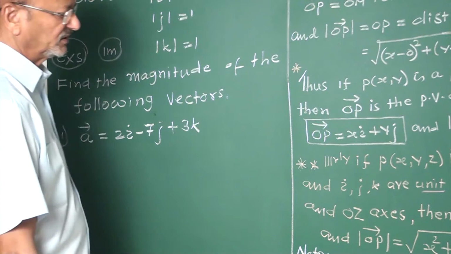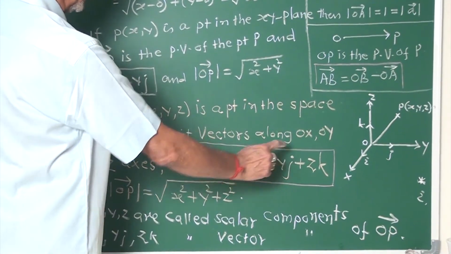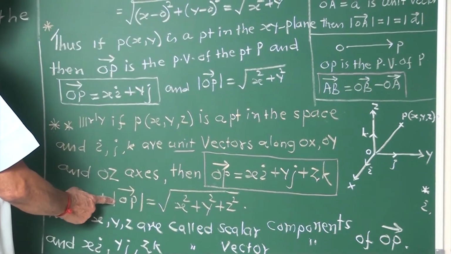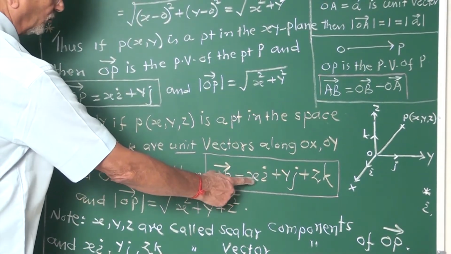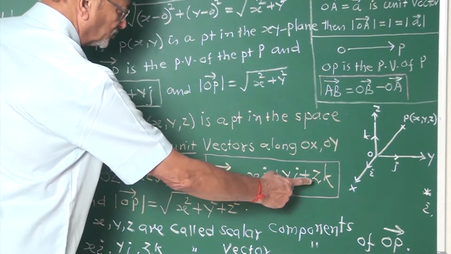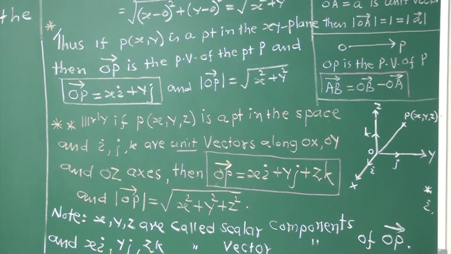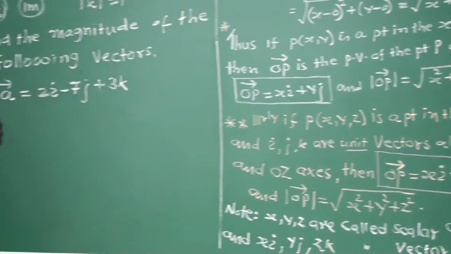Yes, my friend, see here. If the vector OP is xi plus yj plus zk, then what is its magnitude? It is the square root of the sum of the squares of the coefficient of i, the coefficient of j, and the coefficient of k.